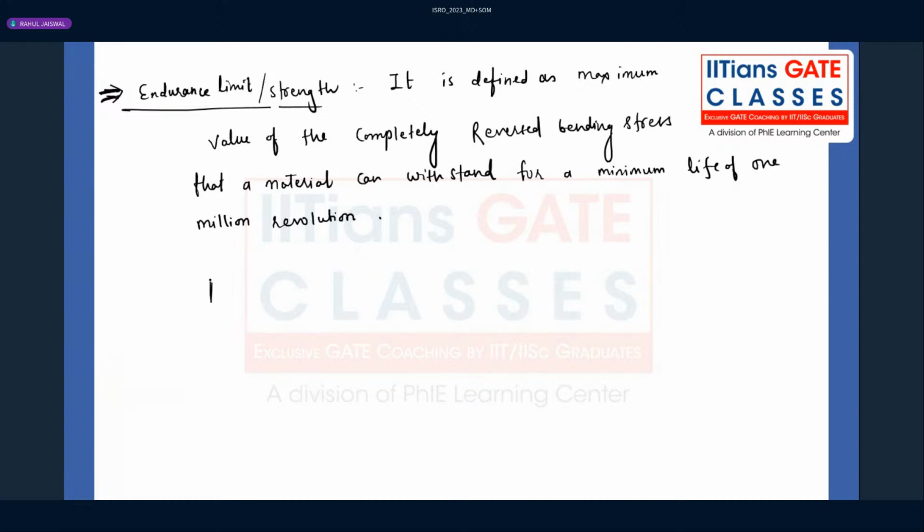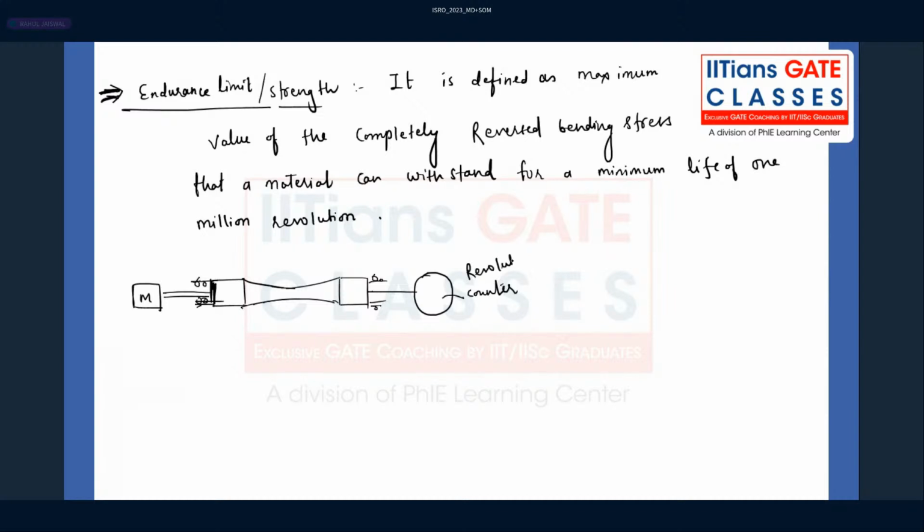What he did, he took the specimen of this particular shape, and it has been supported. Here also it has been supported. This he connected to one motor with the help of a coupling, and here he connected one revolution counter. And this he subjected to some kind of loading, let's say W1.